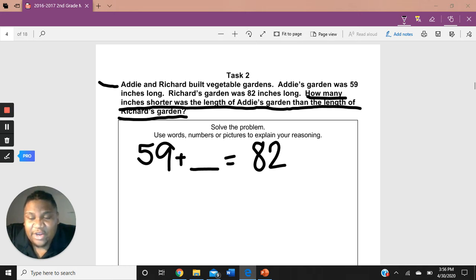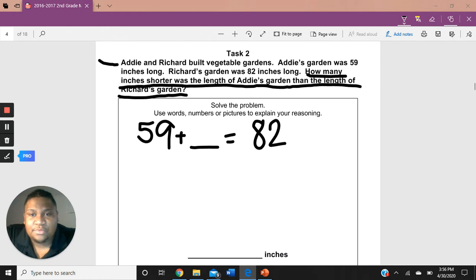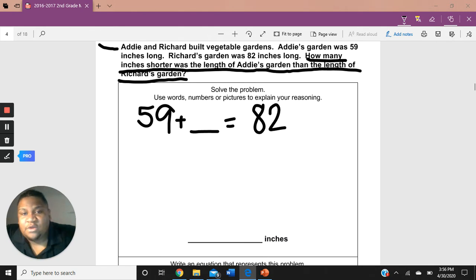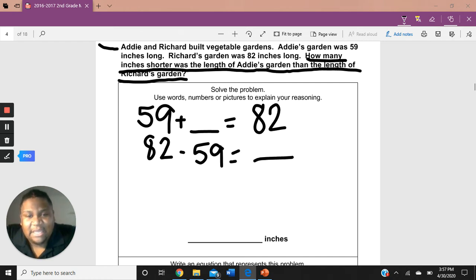But another equation that we could use too would be 82 subtract 59 equals blank.